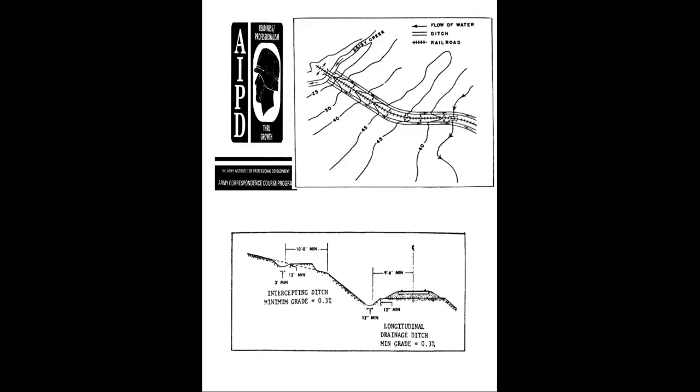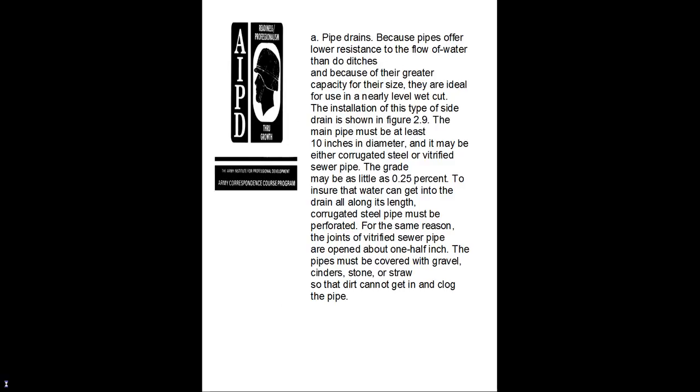Here you see the flow of water in the ditch and the railroad going the same way, through the cross levels. An intercepting ditch has a minimum grade of 0.3, and a longitudinal drain ditch has a minimum grade of 0.3. So they have an intercepting ditch and dike. Pipe drains are used because pipes offer lower resistance to the flow of water than ditches, because of their great capacity for their size.